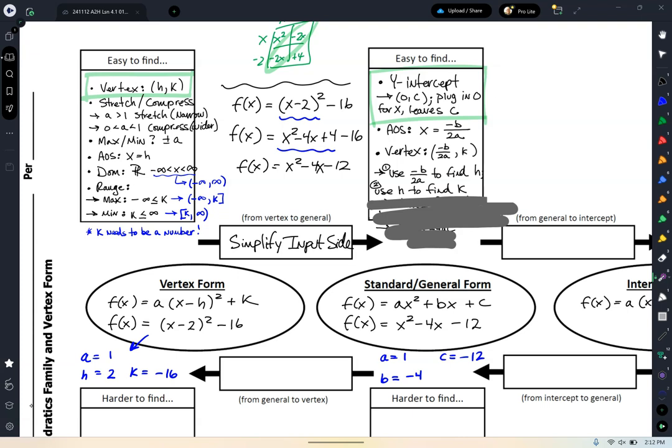Now, we talked about the easiest thing, of course, which is the y-intercept, right? Because all y-intercepts have an input of 0. So if we drop a 0 in here and a 0 in here, the only value we're going to be left with is the c value, which becomes our y-intercept.